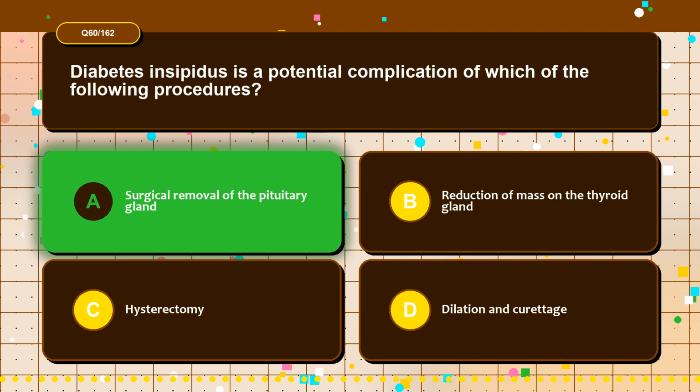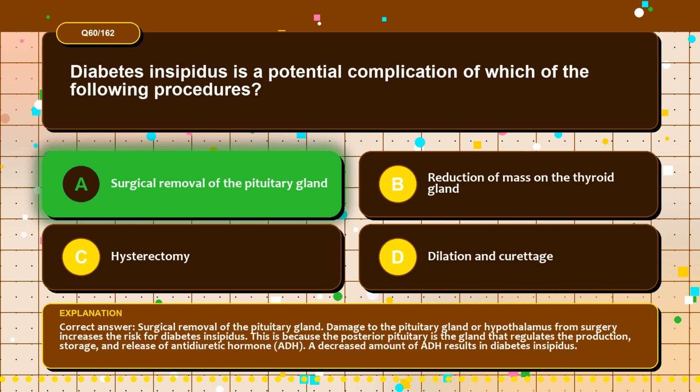The correct answer is option A: surgical removal of the pituitary gland. Damage to the pituitary gland or hypothalamus from surgery increases the risk for diabetes insipidus. This is because the posterior pituitary is the gland that regulates the production, storage, and release of antidiuretic hormone, ADH. A decreased amount of ADH results in diabetes insipidus.